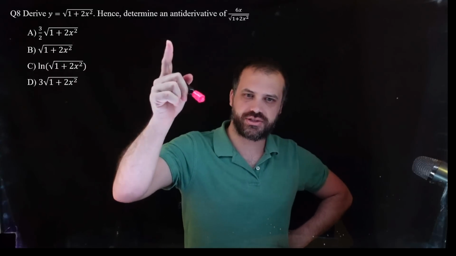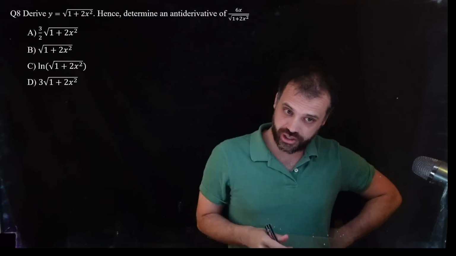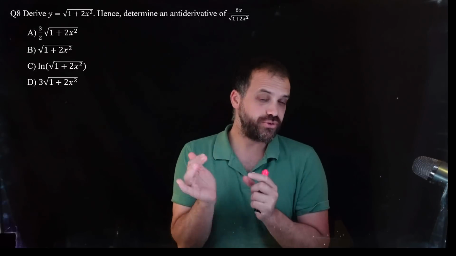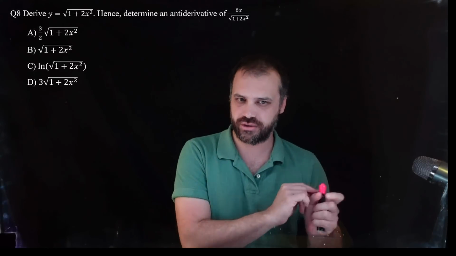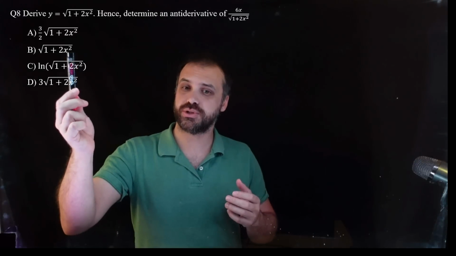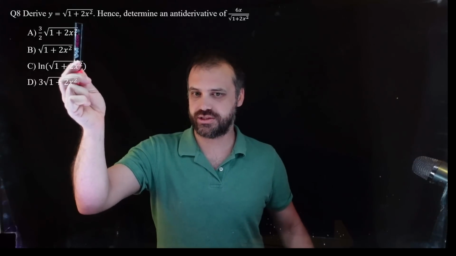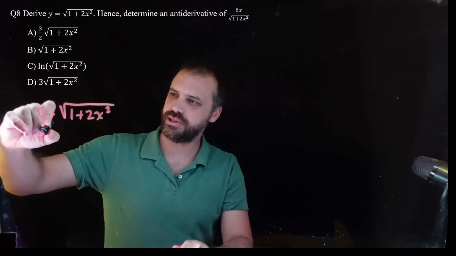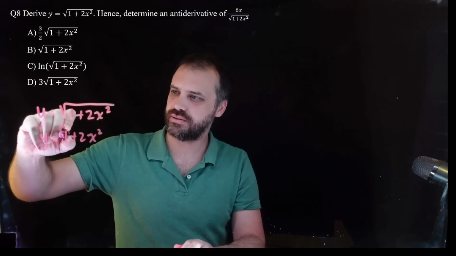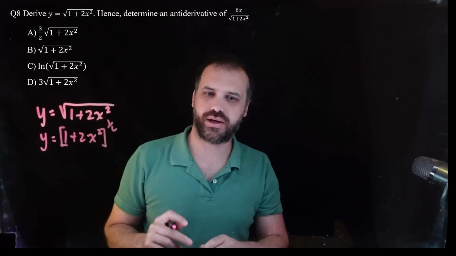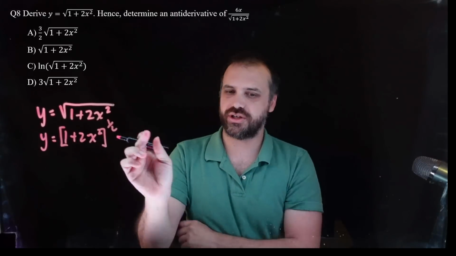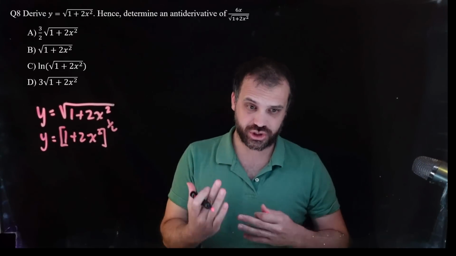Derive this, hence determine this. Have a try. All right. This is a good question. It's an integration by recognition question. So let's go. That tells us what to do. Derive this. So let's do that. I might want to mess with this a little bit. So y equals 1 plus 2x squared to the power of 1/2. Okay, cool. You can see this is kind of like a function inside a function, so it feels like we should be doing the chain rule again.